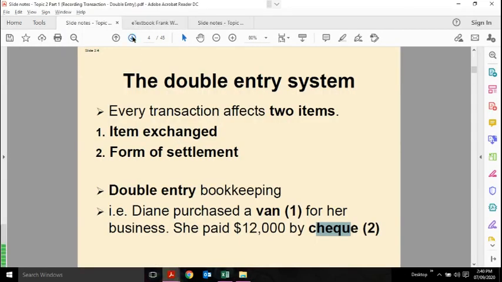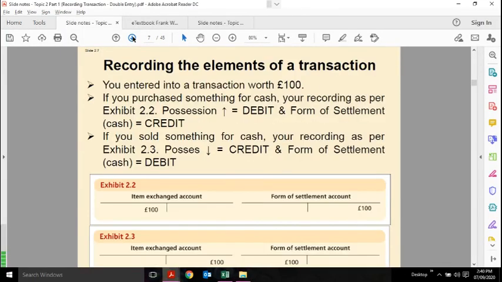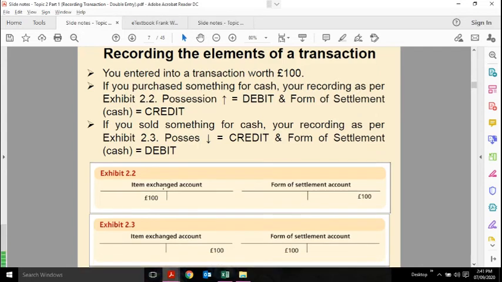Okay, now next. Now let's look at the examples: recording the elements of a transaction. So for example, you entered into a transaction worth £100. If you purchase something for cash, you record it as per exhibit 2.2. Possession increase is equivalent to debit, and the form of settlement, which is cash, is equivalent to credit. So now you enter into a transaction worth 100.